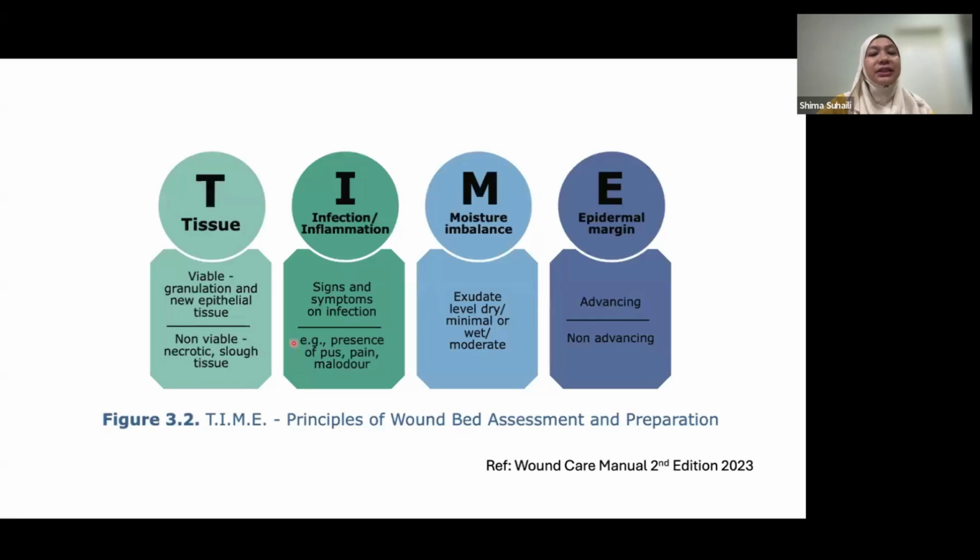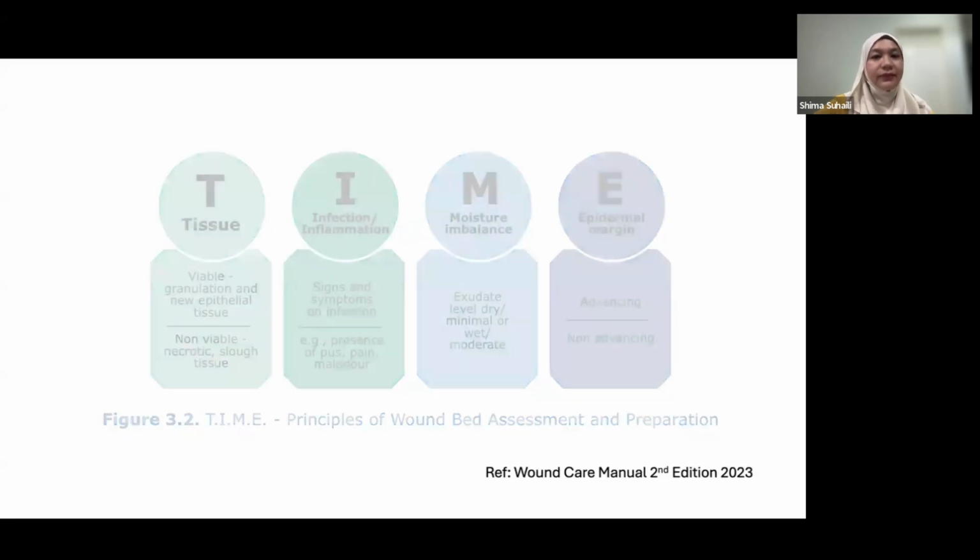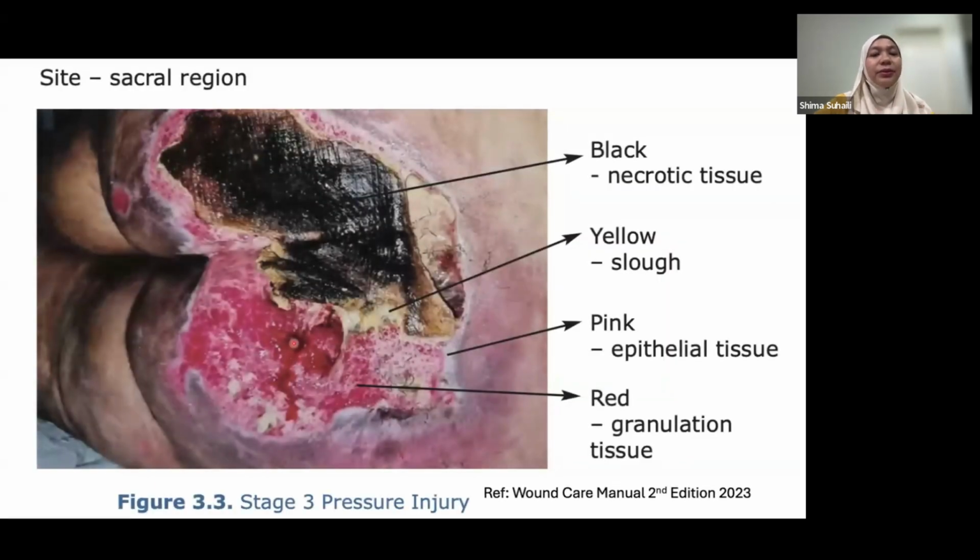Nombor 2, the presence of infection and inflammation based on symptoms and also signs of the clinical of the patient and also the wound. Number 3 adalah moisture balance. And lastly, about the epidermal margin, is it advancing ataupun non-advancing? Okay. Basically, to make it easy, there's a 4 color coding. Bila kita tengok je wound, we have to see this 4. We have to assess this 4 color.